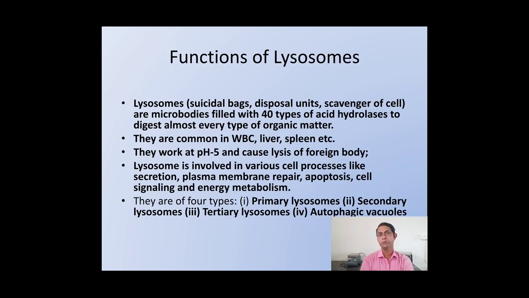Now moving to the most important part regarding lysosome, the functions of lysosome. Lysosomes, also called suicidal bag, disposal unit, scavenger of the cell, are microbodies filled with 40 types of acid hydrolases to digest almost every type of organic matter. These 40 types are sufficient to dissolve or digest any kind of organic matter, and therefore the lysosome is an important part of digestion. They are common in WBC, liver, spleen, etc. They work at pH 5 and cause lysis of foreign bodies.